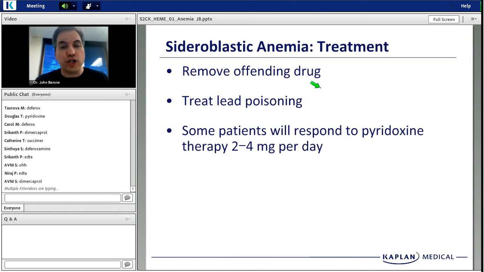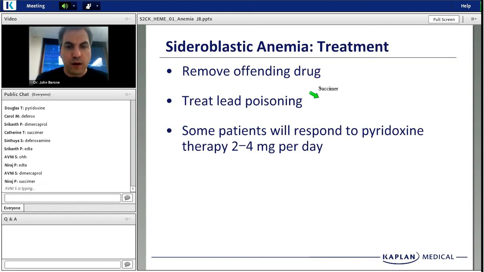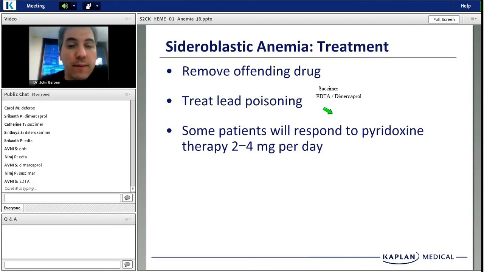So in children, we usually use Succimer. Okay, for adults, we use the IV ones. We use EDTA and/or dimercaprol. Okay, so these are the classic chelators for lead. Yeah, deferoxamine, that's really good for iron. So for iron overload, we can use deferoxamine. But for lead we like to use Succimer in children, and adults use EDTA and dimercaprol.